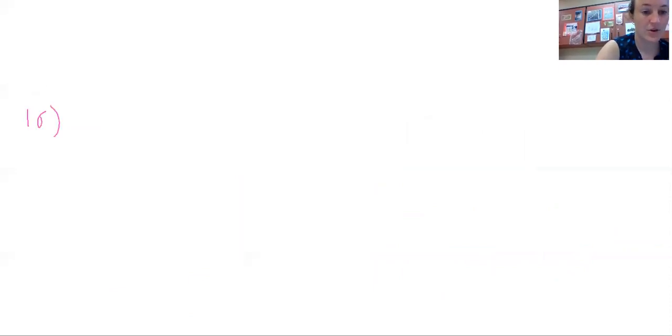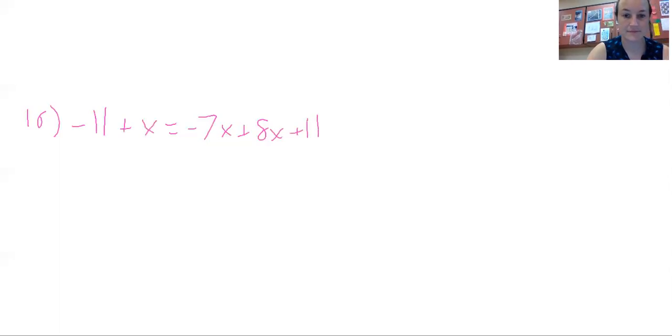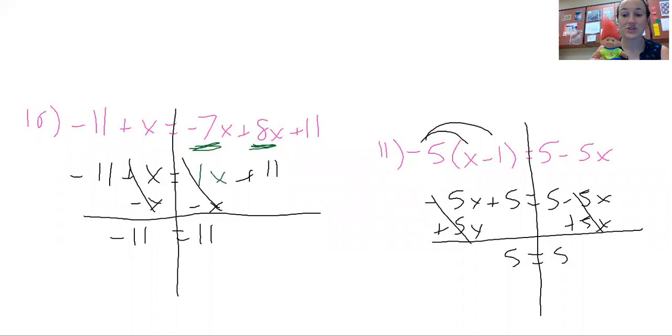Number 10. I want you to simplify negative 11 plus x is equal to negative 7x plus 8x plus 11. And then the second one that I want you to try, and the last one for today, is negative 5 times the quantity x minus 1 is equal to 5 minus 5x. Pause this video, guys. Try 2 more for me. When you have them worked out, play this video and we'll see how we did. The troll came back to check on you guys.